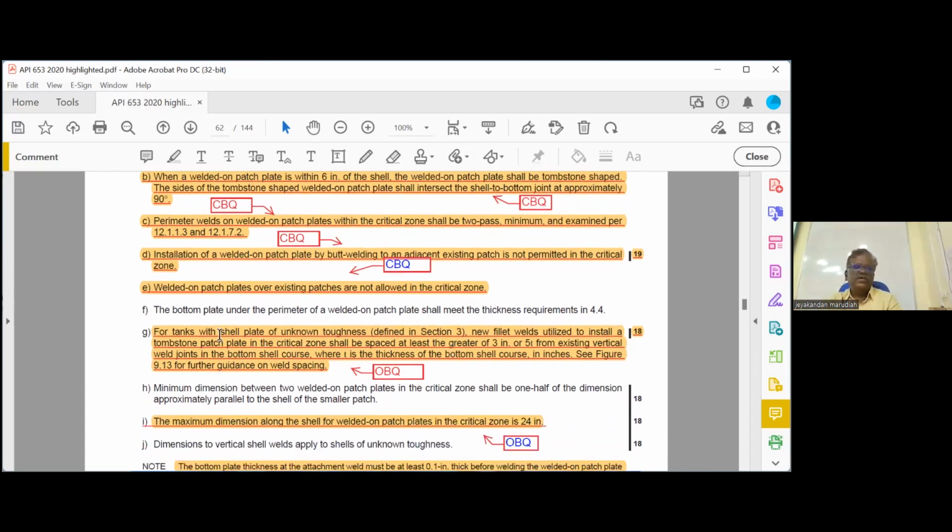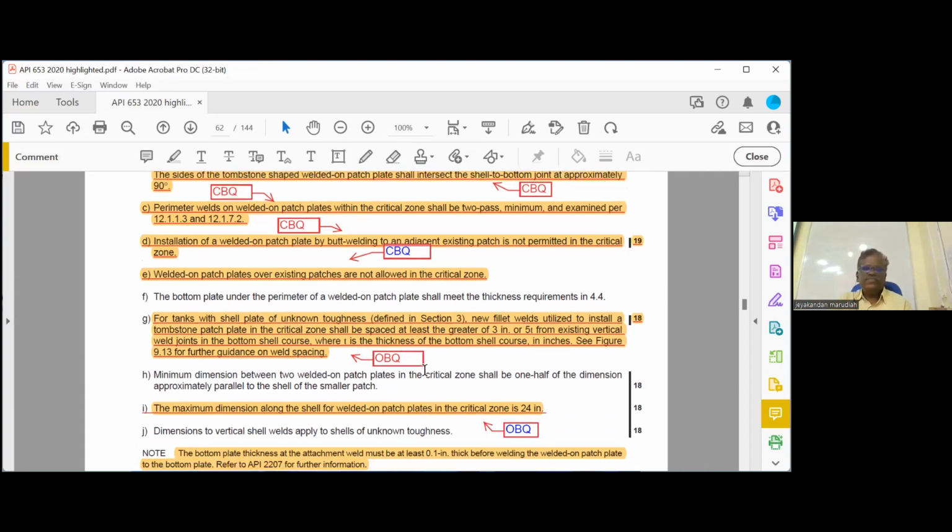Then G. For tanks with unknown toughness, new fillet welds utilized to install a tombstone shall be 3 inch or 5T from the vertical. Now we told, when you are making a plate on the vertical shell, it should be 3 inch or 5T from the annular plate. When you are matching the bottom plate, it will be 3 inch or 5T from the vertical weld. We have to shift it. That is important. Open book question.